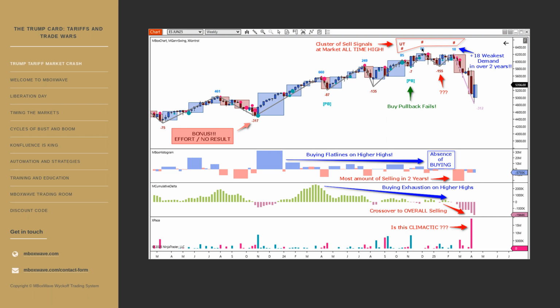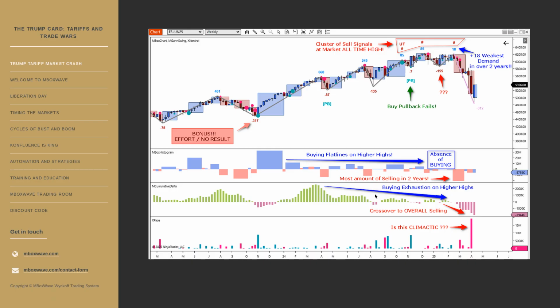And that is purely a Wyckoff sort of situation going on here. We've got the supply coming in before the sell-off. So we got the supply, the weak demand, then the sell-off happens. As soon as the sell-off begins happening, we have the most amount of selling we've had in the past 2 years. We have MQ delta, which shows the overall buying and selling.